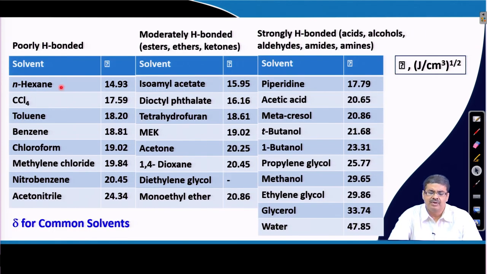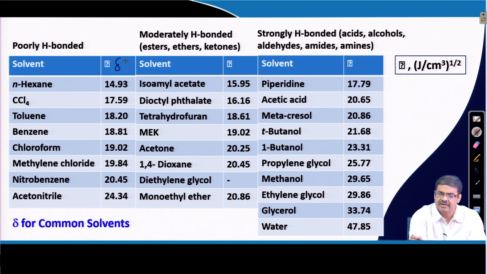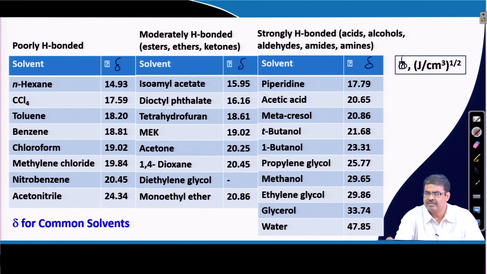Similarly, we also need to keep in mind the hydrogen bonding capability of the solvents also. And for solvents, these are the values for the solubility parameter, delta. Generally, solvents are classified into three types, where some solvents are poorly hydrogen bonded, the list is given here, some are moderately hydrogen bonded and some are strongly hydrogen bonded.